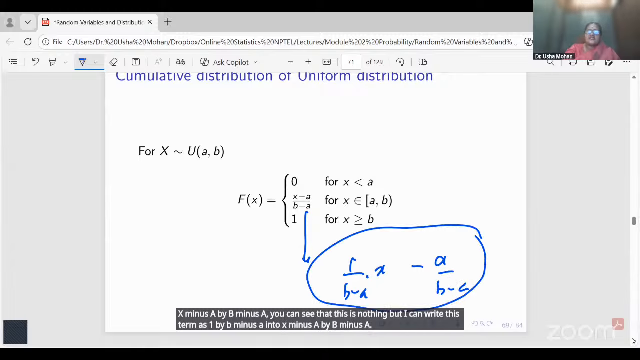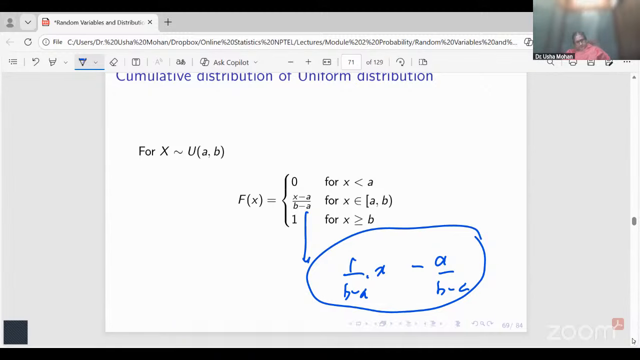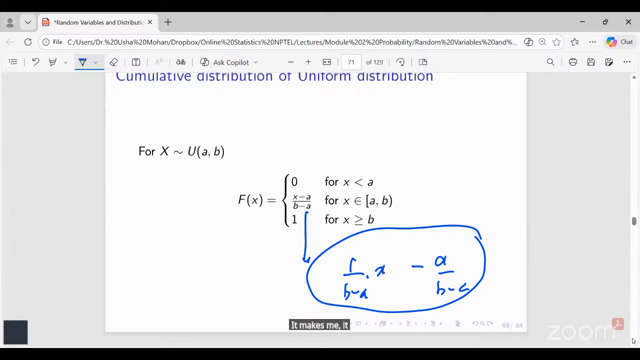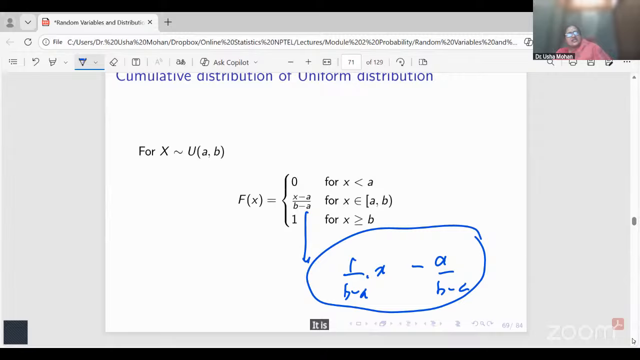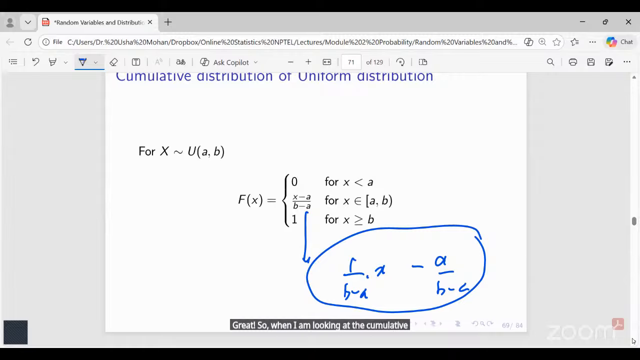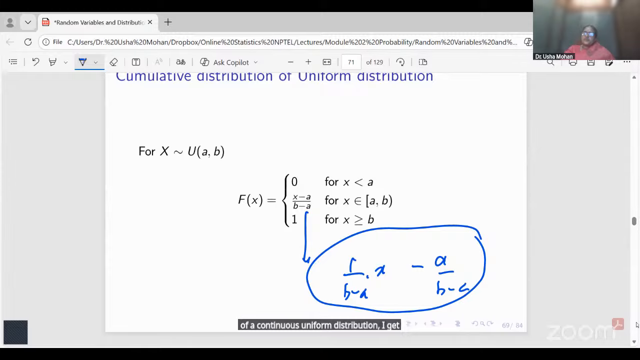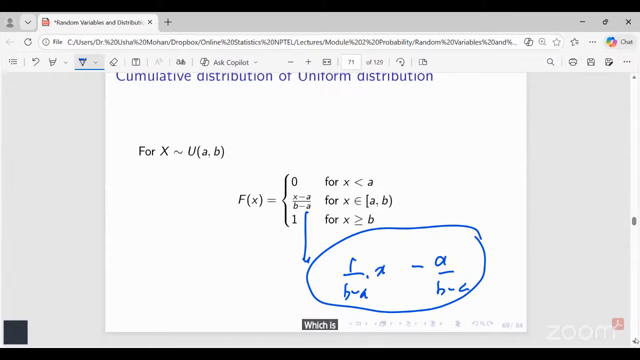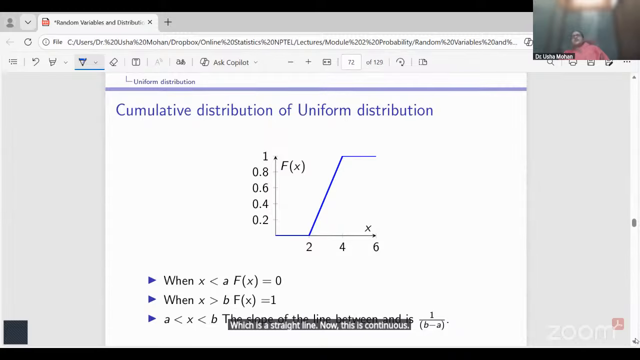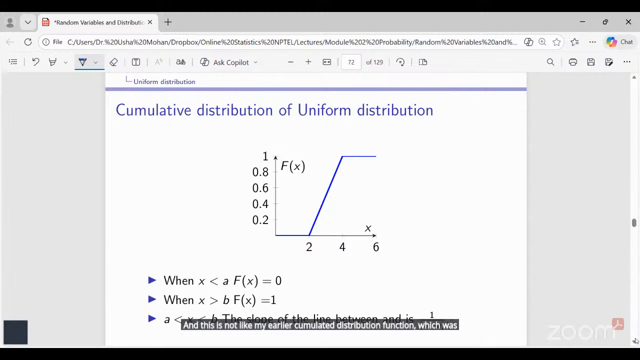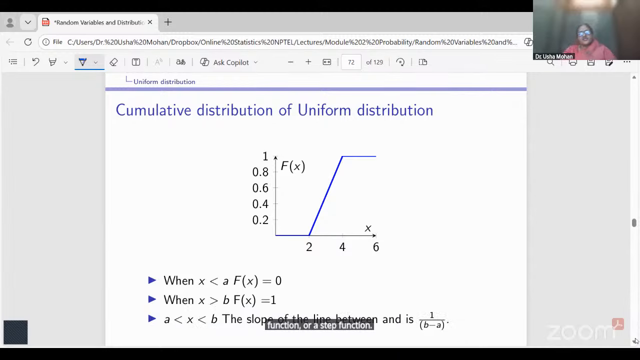Do you recognize this equation? Y equal to mx plus c. It's a slope. It is mx plus c. So when I am looking at the cumulative distribution function of a continuous uniform distribution, I get a cumulative distribution which is a straight line. Now this is continuous, and this is not like my earlier cumulative distribution function, which was a step function. Is this clear?